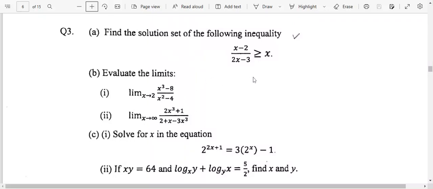Find the solution set of the following inequality. We have (x minus 2) over (2x minus 3) is greater than or equal to x. I've always been saying, for inequalities, you are not allowed to cross multiply. So since you are not allowed, we take x to the other side, becomes negative x, that will be greater than or equal to 0.